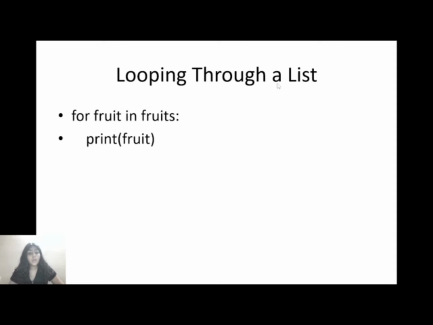Looping through a list. To go through all items in a list, we use a for loop. For example, we can print each fruit in the list using for fruit in fruits.